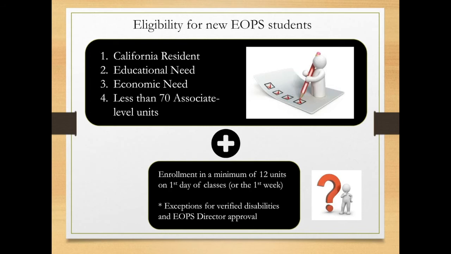As the EOPS director, I also have a very limited number of students. We're usually around 5 to 10 per semester that I can let in at 9 units. So if your situation is unique, let us know, and if we have any space remaining, we'd be happy to let you in with 9 units. But please understand, of the 300 students that we're going to have, we can only let about 5 or 10 in with that director approval.